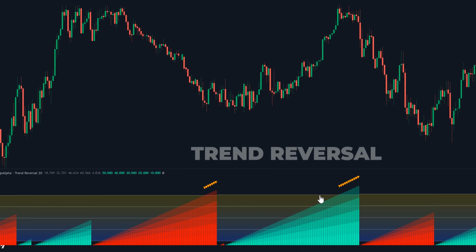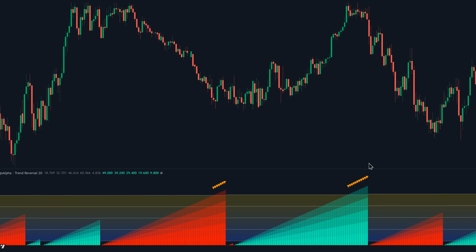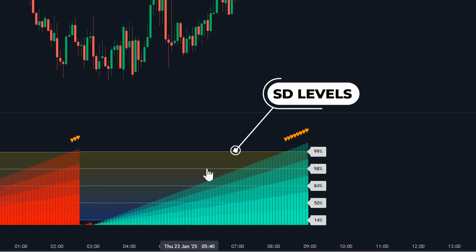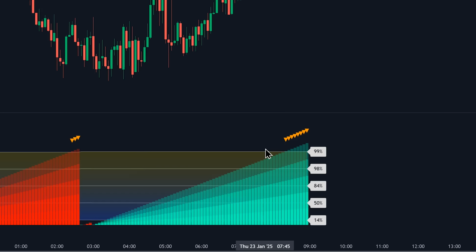Now, you may be thinking, but what are higher probability zones? Well, that brings us to the second component of this indicator, which is standard deviation levels. These horizontal lines represent standard deviation levels of trend duration. As you can see, we have key levels starting with 14%, which is the lowest zone, indicating super low probability of a trend reversal, basically meaning the trend is still in its normal range.